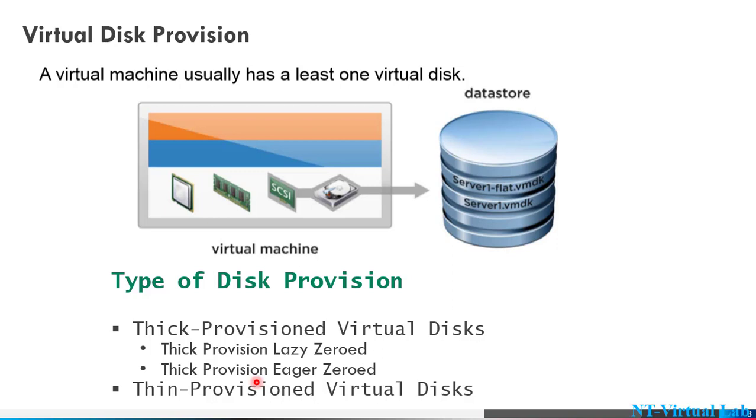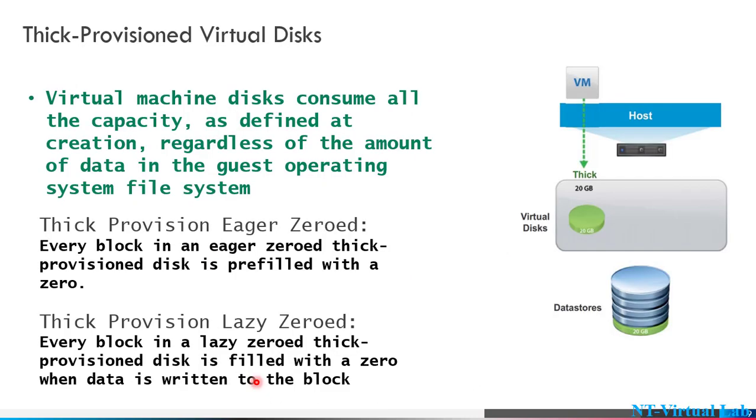So that starts the discussion of thick provision. A thick provision disk consumes all the capacity as defined for your disk at the time of creation, regardless of the amount of data in the guest operating system files. It doesn't matter whether you have data inside that virtual hard drive or not, it will consume all the space that you assign on that hard drive. So it will allocate the space at the time of creation.